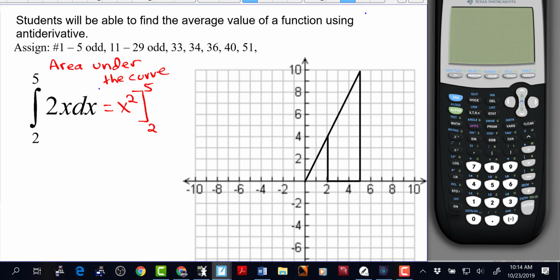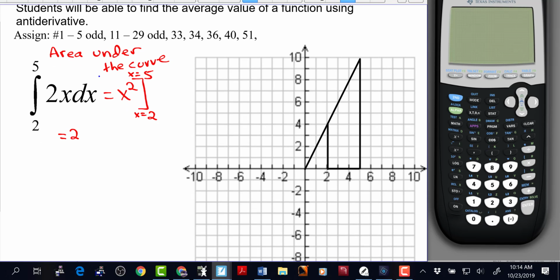Now I should really write from x equals 2 to x equals 5, but we tend not to write those. We kind of shortcut it. So that's equal to 25. And you always subtract. So you plug in the top value, always subtract, plug in the bottom value, and you get 21. So my claim is the area under the curve 2x from 2 to 5, this area right here, I claim that's 21.